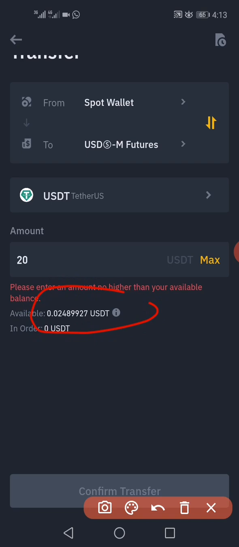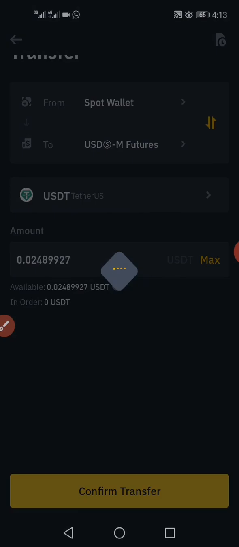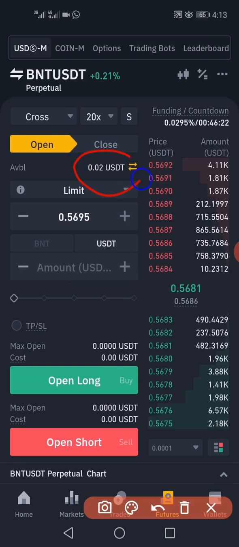I can just quickly click max, so all of them will enter. So this is what I bought. It's not enough to start trading. Once you click on confirm transfer, you see the money will be there. You can see I have 0.02 USDT now, but that's just small. We are not going to use it to trade.